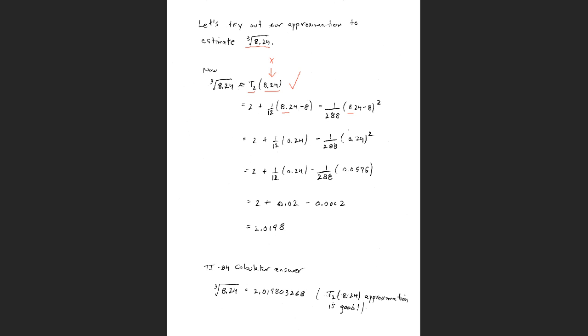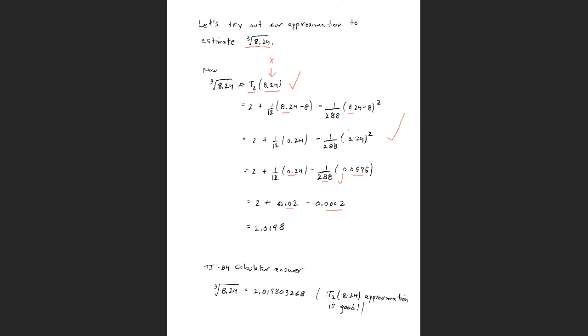Now, I get down to here, and 0.24 squared. Well, that's just 0.24 times 0.24. A computer can compute that. That's 0.0576. And then 0.24 divided by 12 is 0.02. And 0.0576 divided by 288 is 0.0002. That can be done. You learned that in middle school, how to take a decimal and divide it by a number.